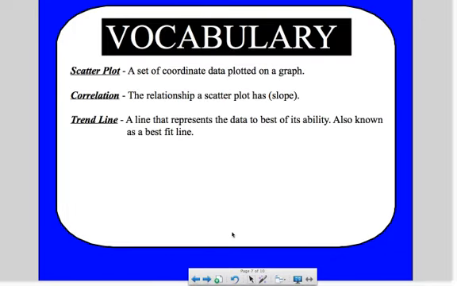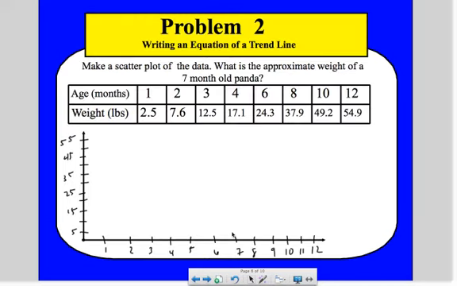Trend line: a line that represents the data to the best of its ability, also known as a best fit line. We use best fit line and trend line really to be the same thing. Best fit line would just be more like, this is a line that best fits the data. Trend line would be like, hey, this is a prediction equation, and we're able to make that. They're just kind of used in different situations.